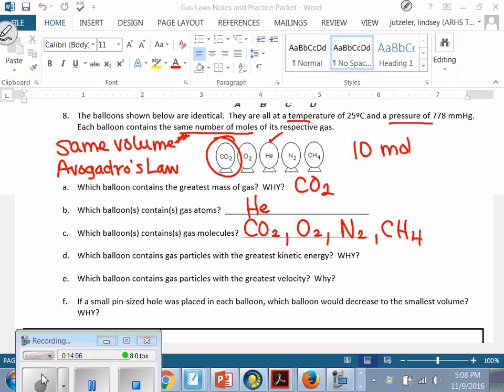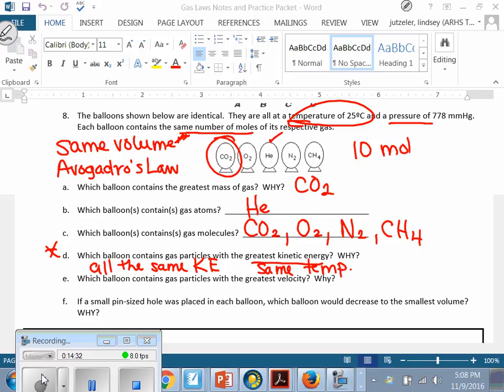D, which balloon contains particles with the greatest kinetic energy and why? This is a trick. Kinetic energy means temperature. They're all at the same temperature of 25 degrees Celsius, so they all have the same kinetic energy because they're all at the same temperature.